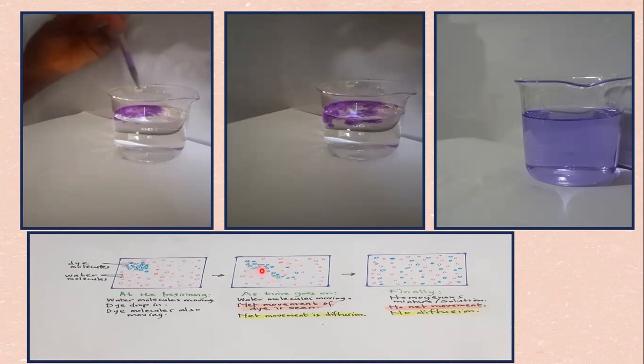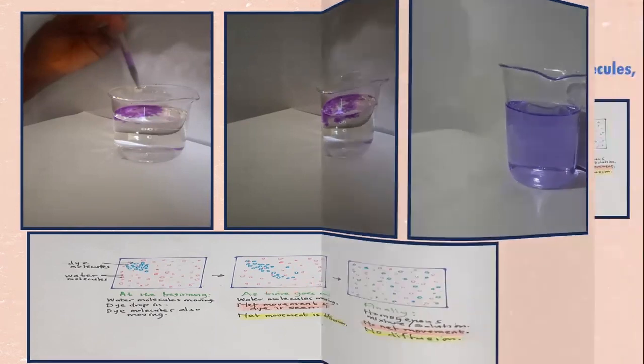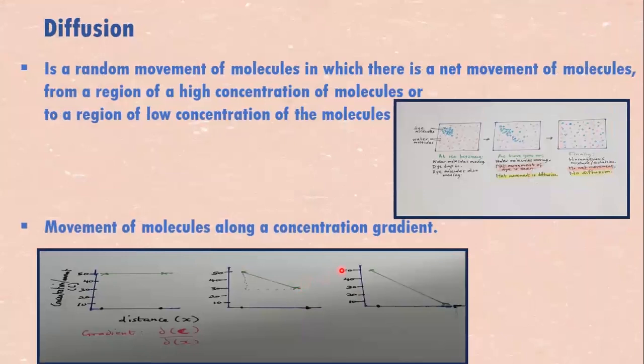Highly concentrated area, molecules moving to where it's less concentrated. And so we have a net movement from this region into other regions. That is diffusion. Well, at a point, movement of water molecules, movement of dye molecules, all moving, and you have a homogeneous solution. So we know how diffusion is operating, but then let us try and define it.